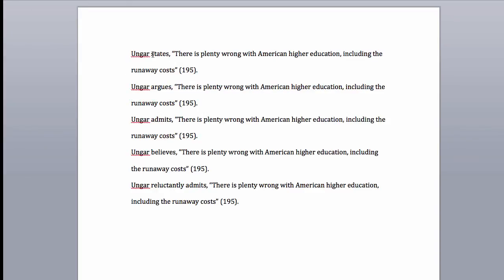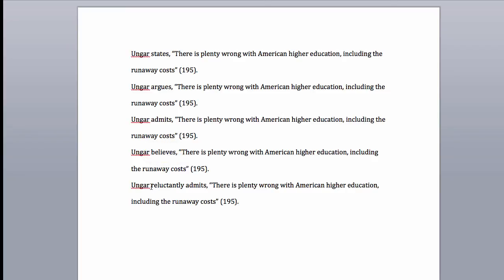Look at each different verb I used to introduce the quote. Unger states, a very simple utilitarian phrase. Unger argues. This is more formal. This indicates there might be evidence beside it. Unger admits, meaning that he is giving us an admission, something that he might not want to tell us. Unger believes. Unlike argues or states, we're not sure if there's any evidence beside this.